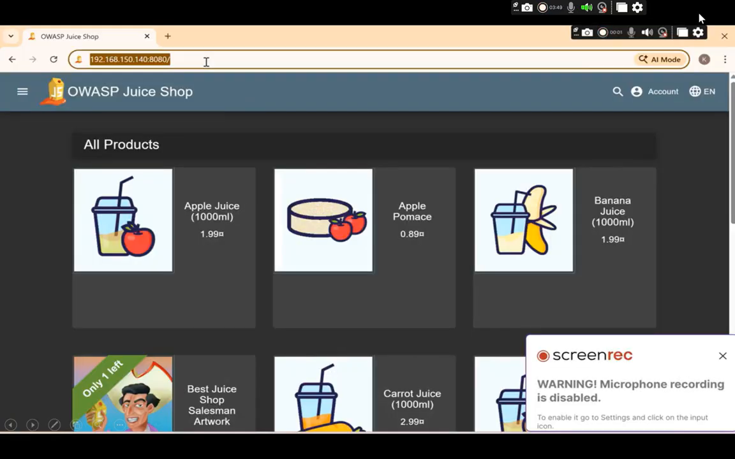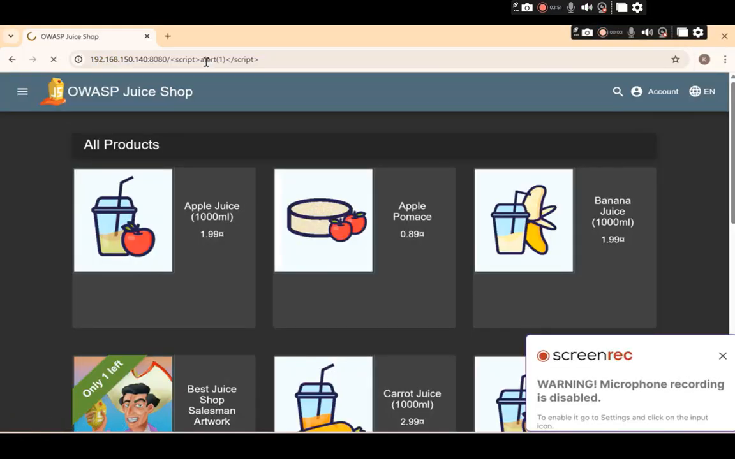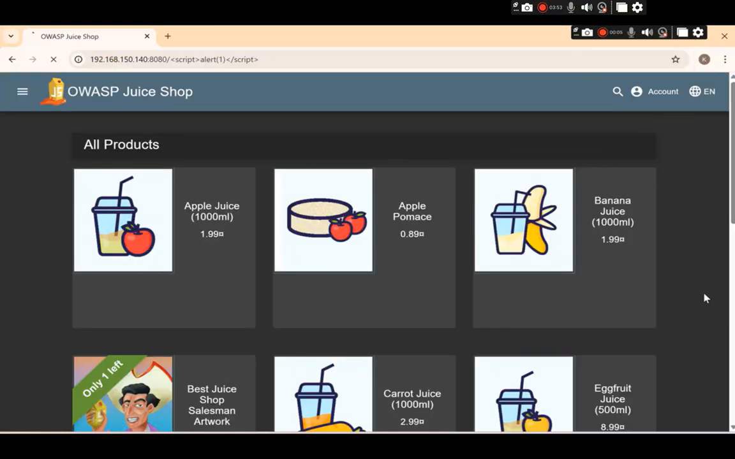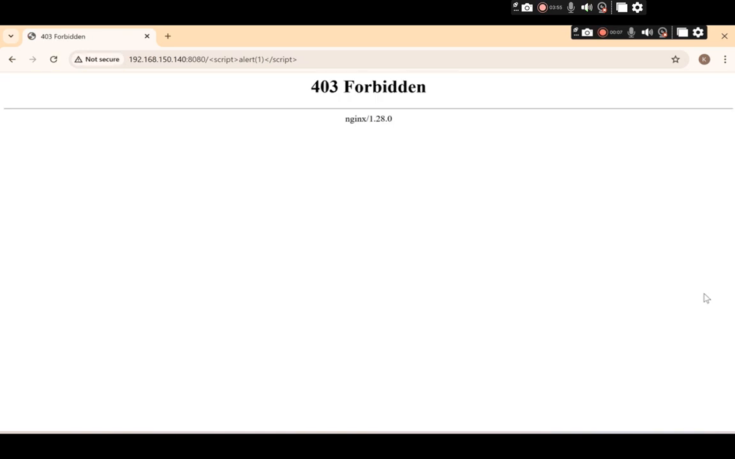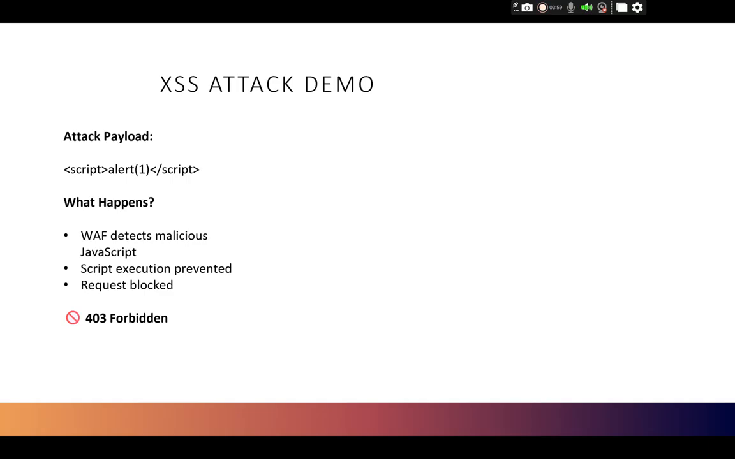Next, we try an XSS attack using a script tag. Normally, if the application is vulnerable, this script would execute in the browser. But here, the WAF detects the malicious JavaScript. The request is blocked and the script does not execute. This shows how WAF protects users from client-side attacks.